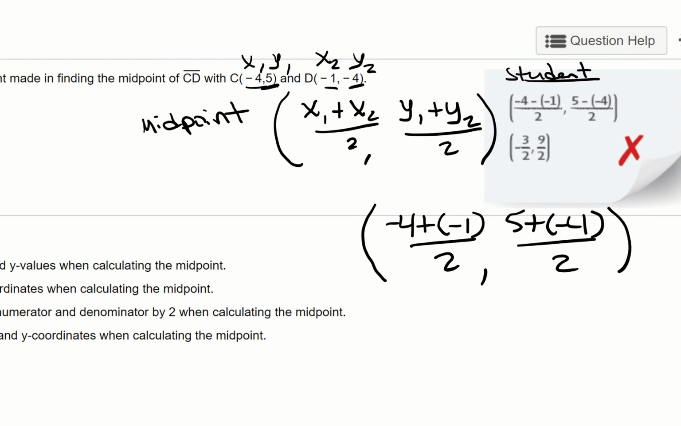And so now you can see that the error involves that minus sign, right? So they subtracted instead of added, right? And in the formula here, we would add, not subtract. Okay, so that seems to be the mistake there.